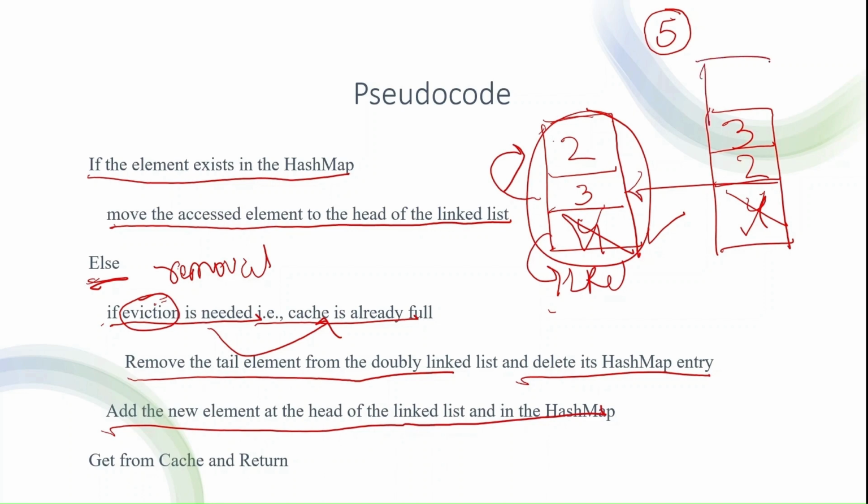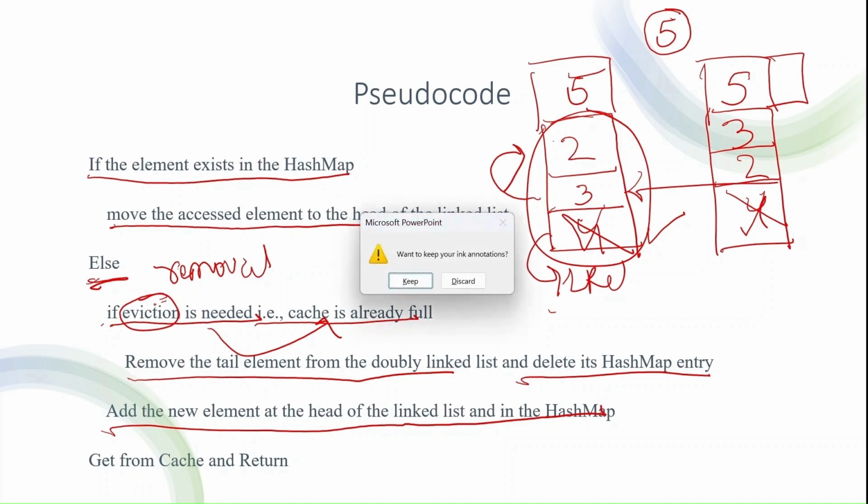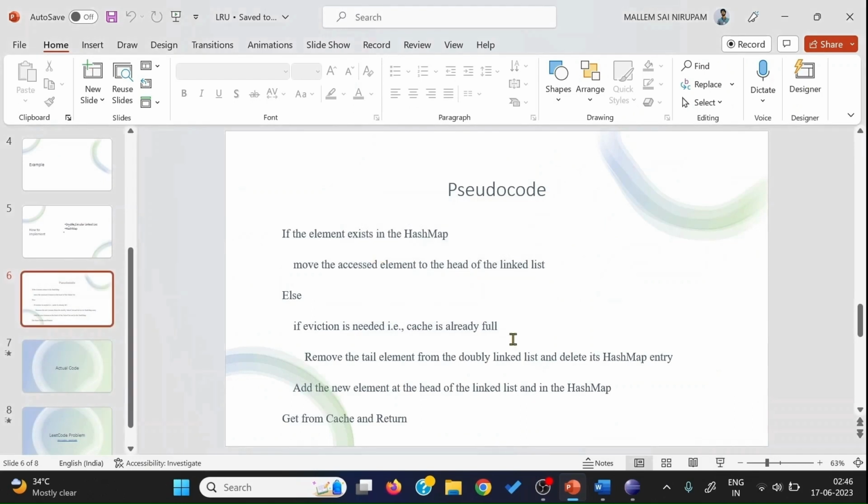Now with 5, we will store the address of 5 and then we'll make 5 the new head of this cache. Alright, this was all the pseudocode there was. Now let's jump into the actual Java code of this thing. For this I am using Eclipse IDE.